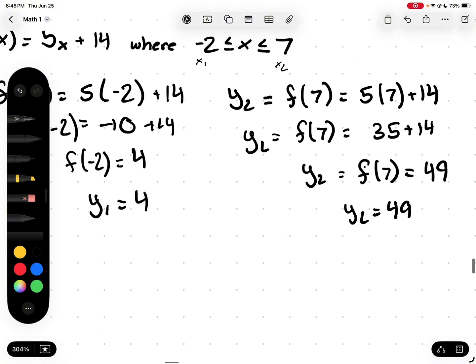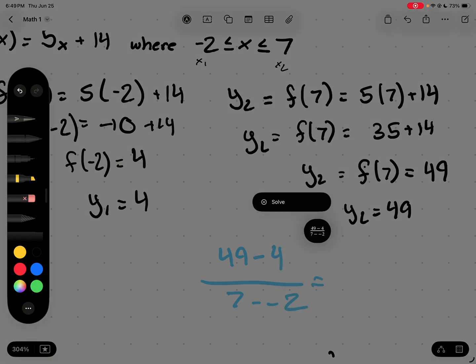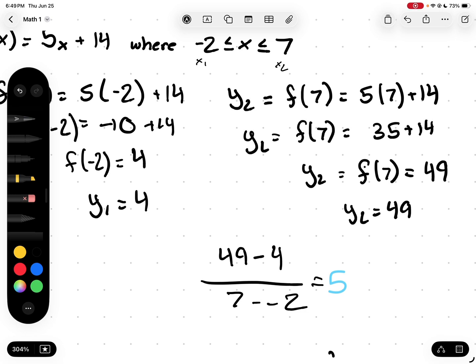So we're just going to set this up like normal. y2 is 49 minus y1, which is 4, divided by x2, which is 7, minus x1, which is −2. And when we solve that out, we get 5, which means that when x increases by 1 in between the numbers −2 and 7, then y will increase by 5.